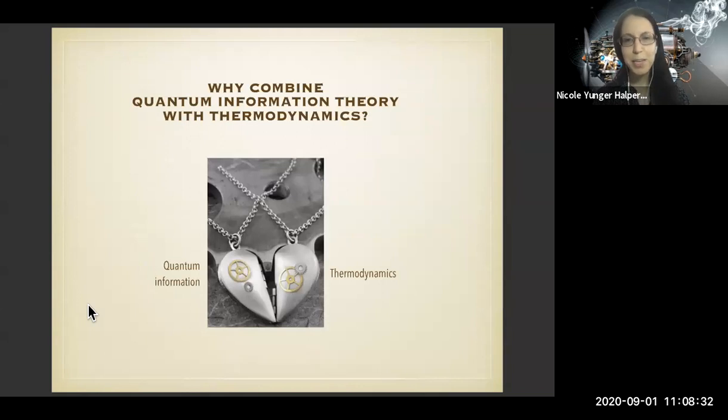First, why does it make sense to use quantum information theory specifically to update thermodynamics? So about this slide, partially to amuse myself while I was making this talk, I peppered the talk with a whole bunch of steampunk art. So if steampunk is not your favorite aesthetic, I apologize, but hopefully this will keep you entertained or at least awake.